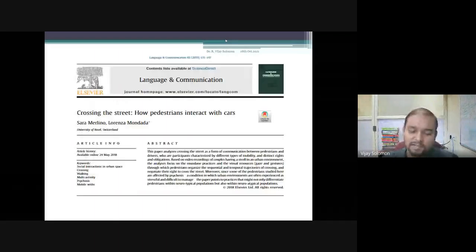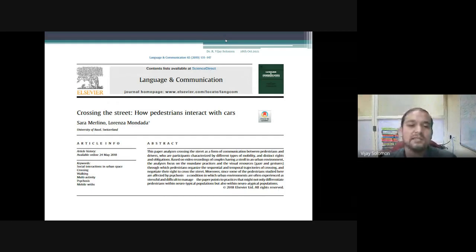So what I thought, I want to give some glimpses from different journals where small things were published as papers. For example, crossing a street, how pedestrians interact with cars. Even two people actually stood at the crossroad and observed how pedestrians interact with the cars when they are crossing the zebra crossing.